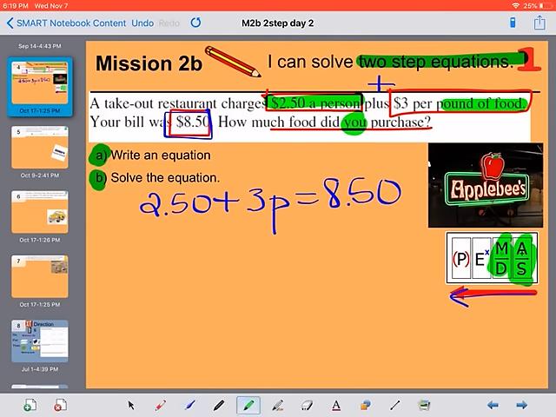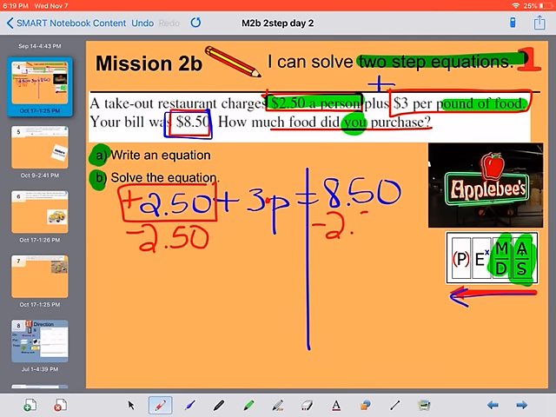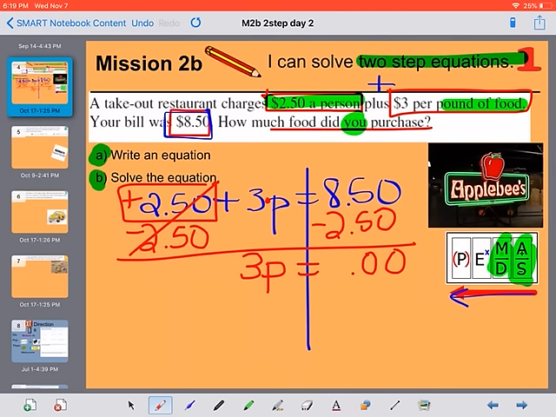Now we just need to solve it. So just like we said, we're undoing, getting rid of adding and subtracting first. We can't get rid of the 3 because that's multiplied, so we need to get rid of this $2.50. It's positive, so we need to subtract 250. So 250 minus 250 eliminates. So we have 3p equal to, if we subtract here, 0, 0, 6, $6.